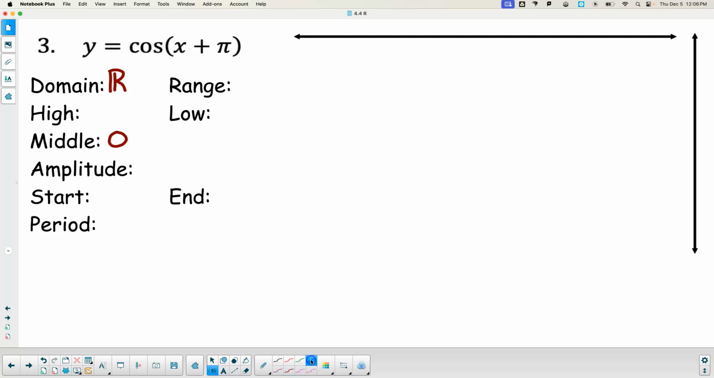Amplitude. 1, which means my high is 1, my low is -1. Range is there. Start. -pi. We're thinking opposite because it's inside. Correct. Period. 2 pi, which means my end is pi. Okay? Cosine regular, cosine curve starts where? Up, down, and up, right? Is this one flipped? Nope. Okay, so we start up, we end up.